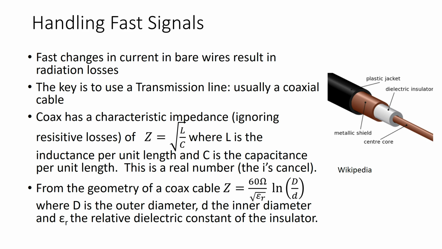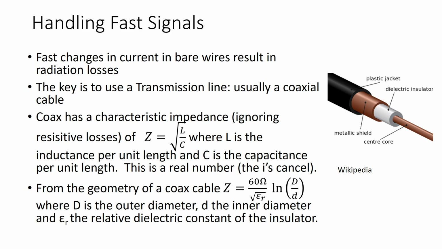Okay, let's go on to handling fast signals. So we've worked with very low frequency signals, and we've had breadboards connected together by jumper wires, and things worked fine because we were at low frequency. However, as soon as you start getting up into high frequency, the extra capacitance and inductance introduced by wire leads becomes significant.